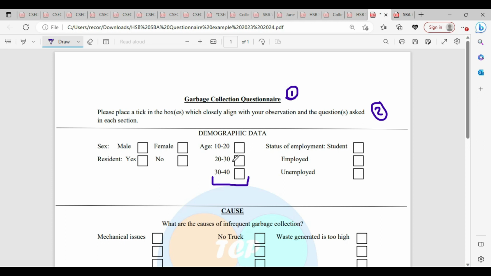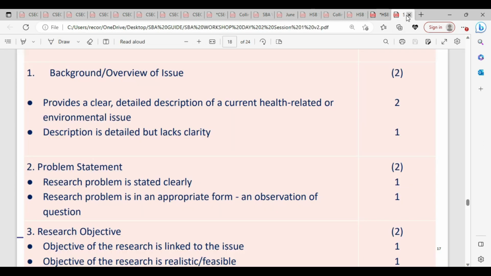Now I'm going to be showing you why this area is important. And so too, I'm going to be showing you the importance of a title. So we're going to look at the mark scheme very quickly. So your title will come from your background.